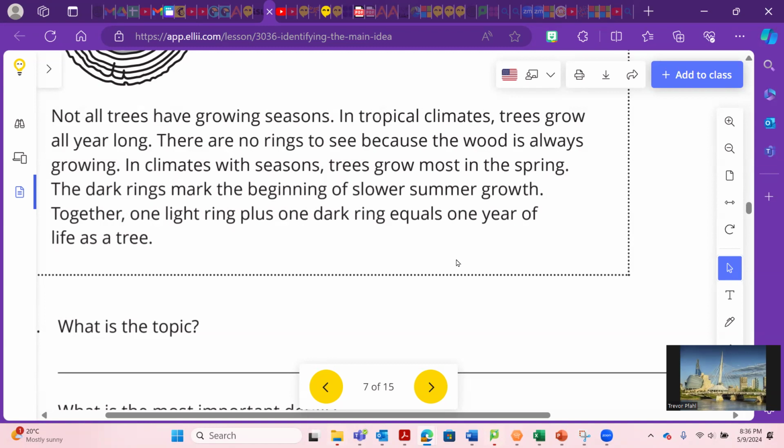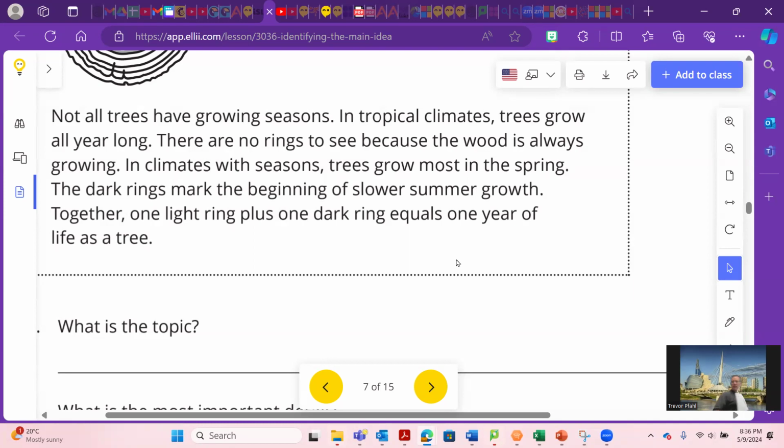Okay, so what's the topic? It's the growing seasons of trees. Most important detail, the climate. And the author's main point, there's differences in how trees grow depending on the climate. Some variation of that wording.